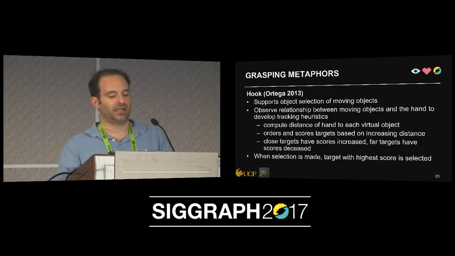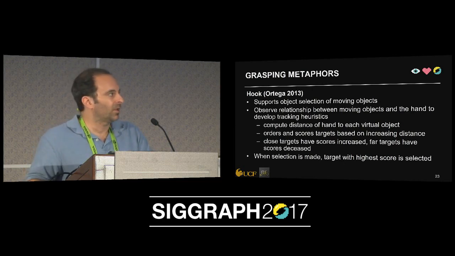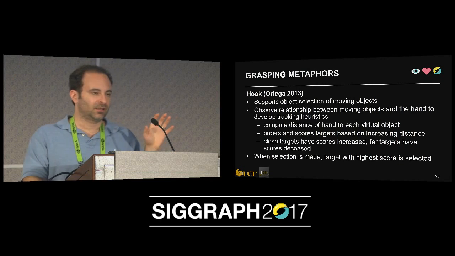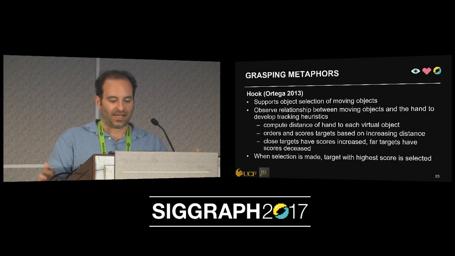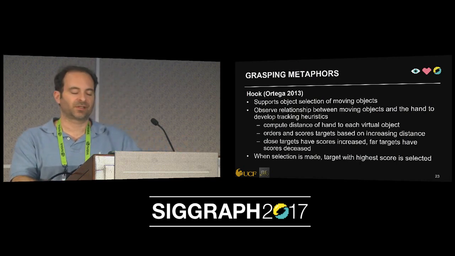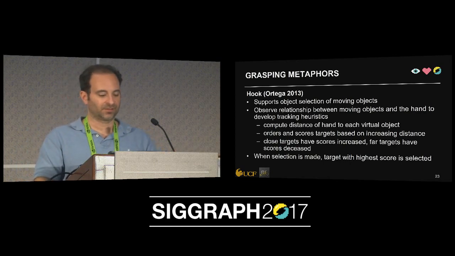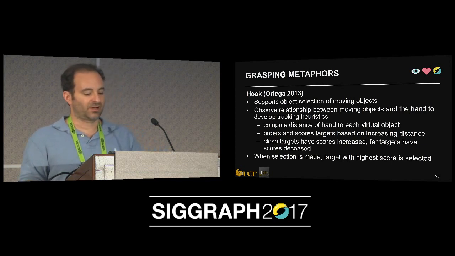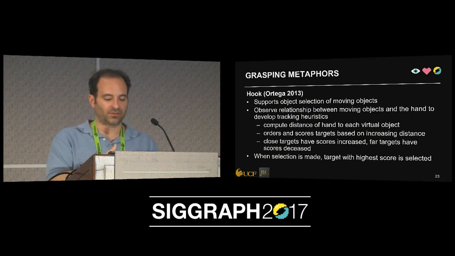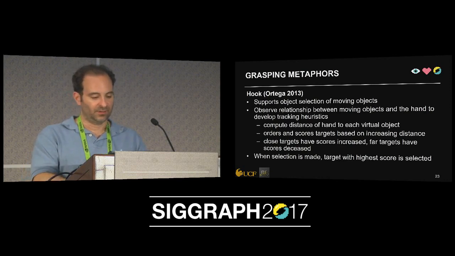Now, Hook is a technique for selecting objects that are moving in the environment. And it's certainly a possibility that you could have moving objects in space. The technique observes the relationship between all the moving objects in the environment and the hand to develop some tracking heuristics. Those tracking heuristics include computing the distance between the hand and each virtual object, okay? It orders and scores the targets, so targets that are closer have scores increased, and far targets have scores decreased. And when the selection is made, the target with the highest score is selected, all right?